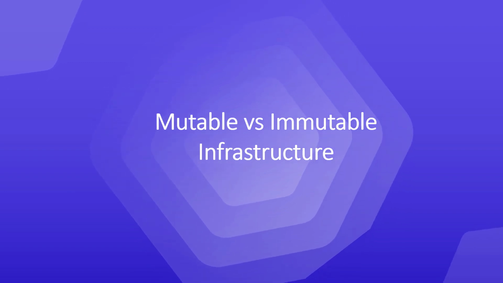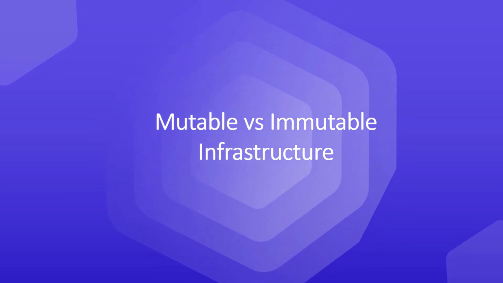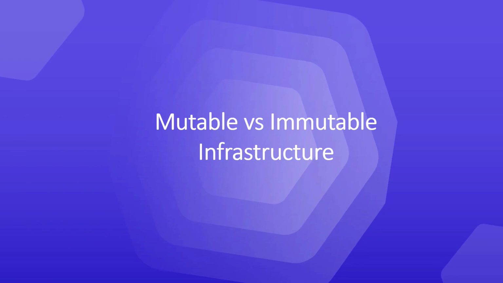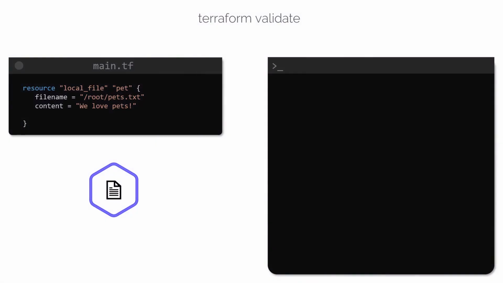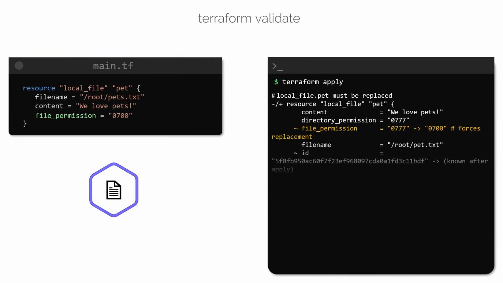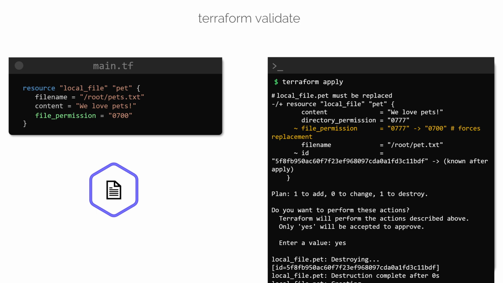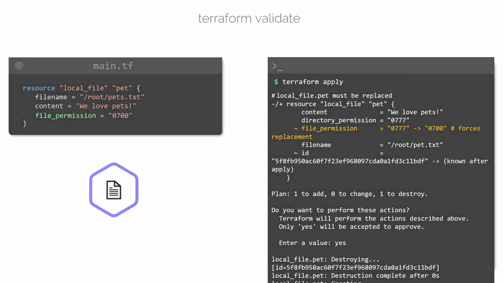In this section, we will learn about the difference between mutable and immutable infrastructure. In one of the previous lectures, we saw that when Terraform updates a resource, such as updating the permissions of a local file, it first destroys it and then recreates it with the new permission. So why does Terraform do that? To understand this, let us make use of a simple example.